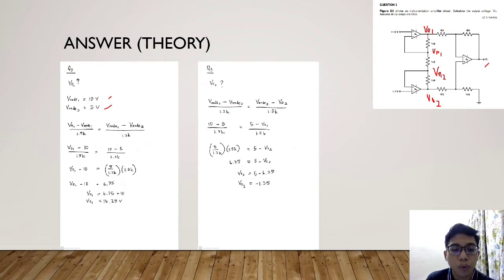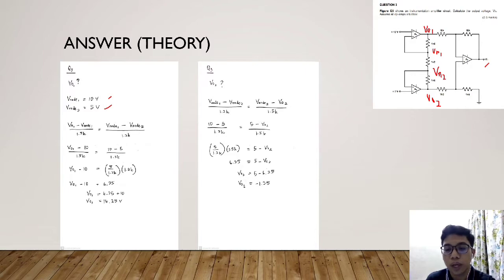So V output 1: minus V naught 1 over 1.5k is equal to V naught 1 minus V naught 2 over 1.2k. After substituting all the values, we get the value of V output 1 as 16.25k. Alright, so that settles V output 1.